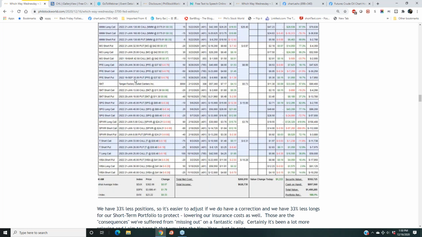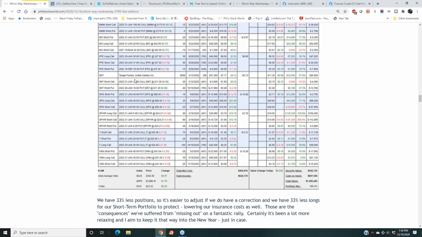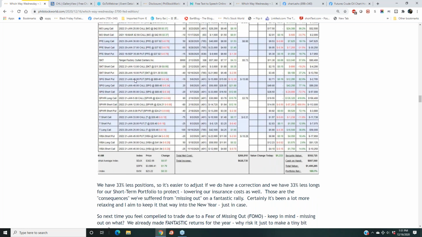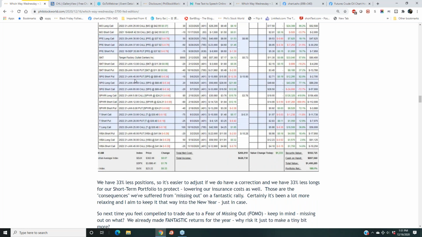Pfizer, of course, we just added recently because of the vaccine and everything. That one's already in good. Tanger Family Factory Outlet is now doing very well. SPG, Simon Properties, is the mall REIT. We expect them to do a comeback, but they're already blasting up. They're at 90, and we played that again in May.